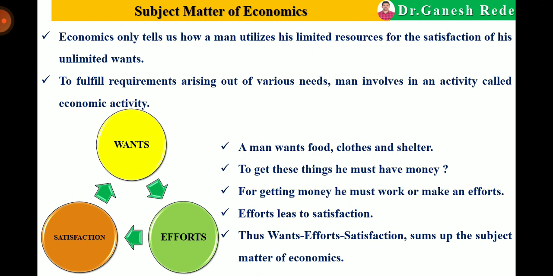Suppose I have one particular want. To fulfill that want, I will work, I will earn money, I will get satisfied. Then another want will come to mind, then I have to give some efforts, then I will get satisfaction. That is the circle of economic activity: want, efforts and satisfaction. That is the subject matter of economics.